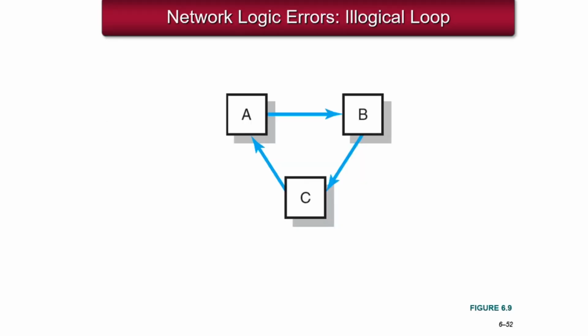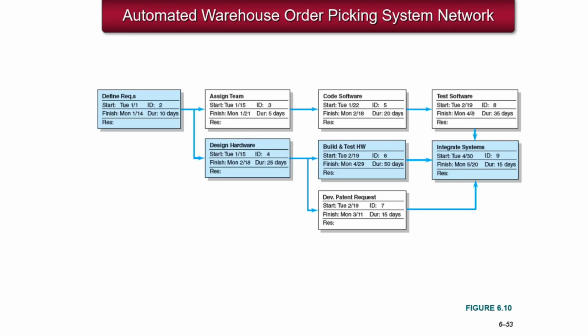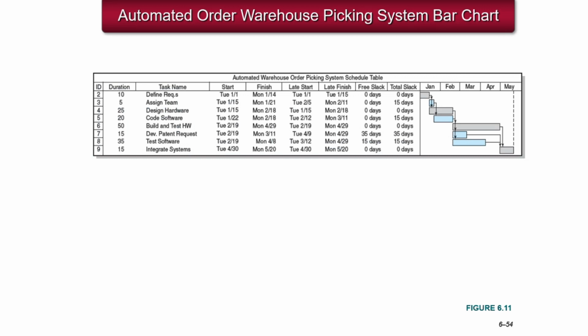This is a logic loop problem. This is an example that shows the automated warehouse ordering pickup system. So this is done by computer actually. This is like a project management software. So as long as you give the task sequences, starting, ending time, and duration, then the computer will give you the schedule, the network.